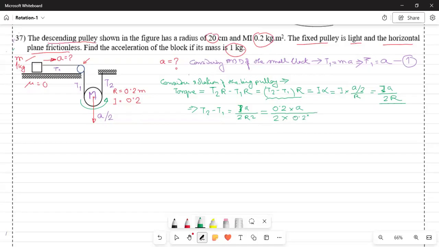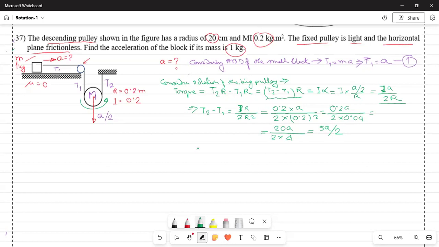So this is 0.2 whole square. This is equal to 0.2A divided by 2 into 0.04. If you multiply numerator and denominator both by 100, this is equal to 20A by 2 into 4. So this is equal to 5A upon 2. So T2 minus T1 is 5A upon 2.